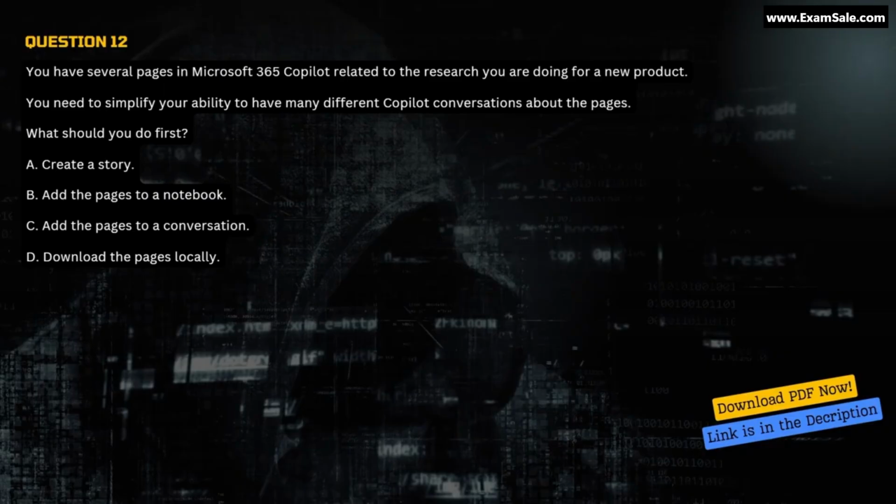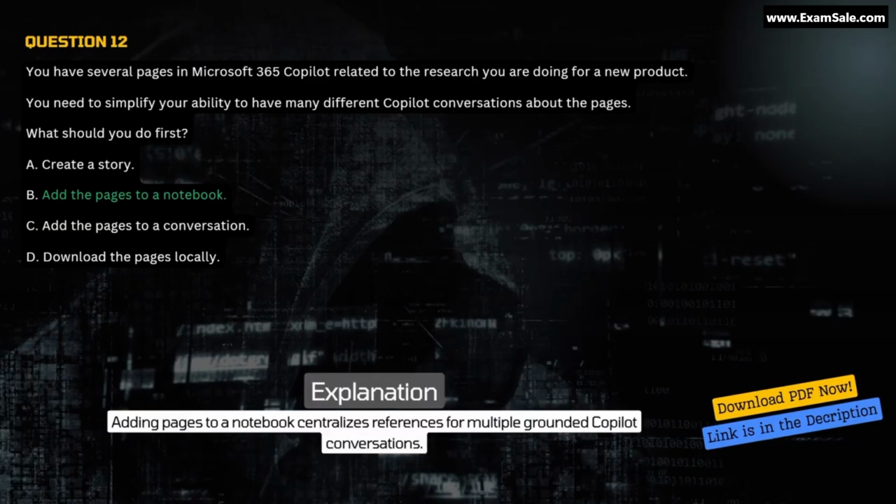A. Create a story. B. Add the pages to a notebook. C. Add the pages to a conversation. D. Download the pages locally. Correct answer B. Add the pages to a notebook. Explanation. Adding pages to a notebook centralizes references for multiple grounded Copilot conversations.